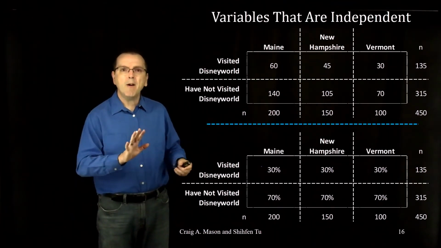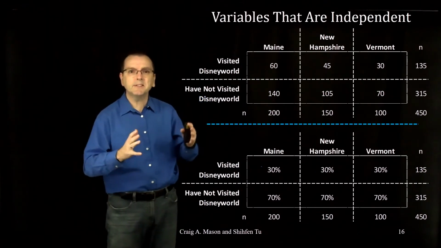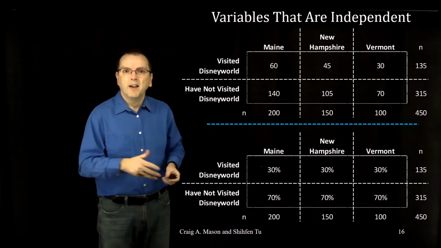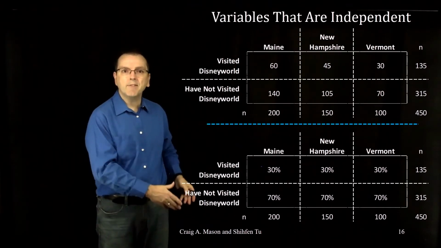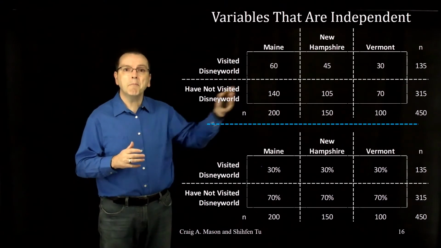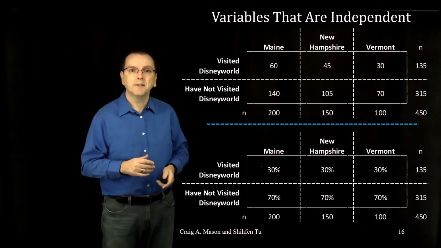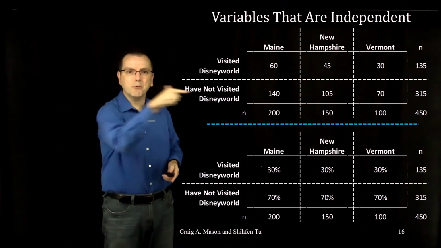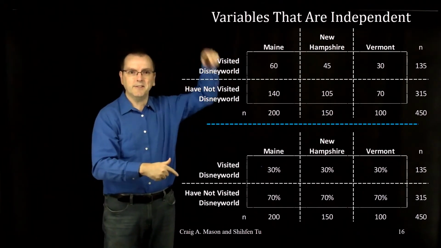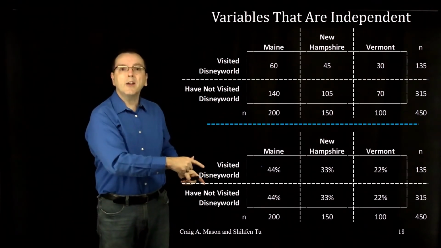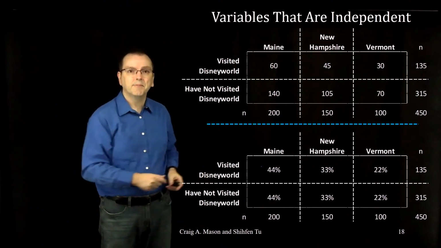Now, what about looking at this based on whether or not someone has visited Disney? Of the people who have or have not visited Disney, what's the percentage from Maine, New Hampshire, or Vermont? In other words, let's look at the percentages across each row instead of down each column. All right? So here are those percentages.